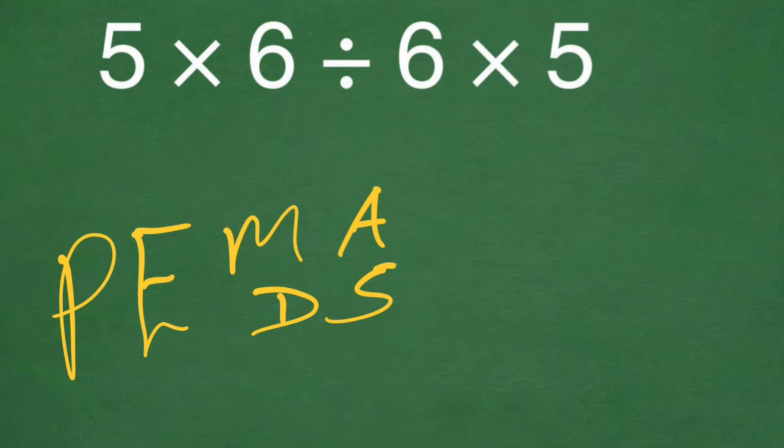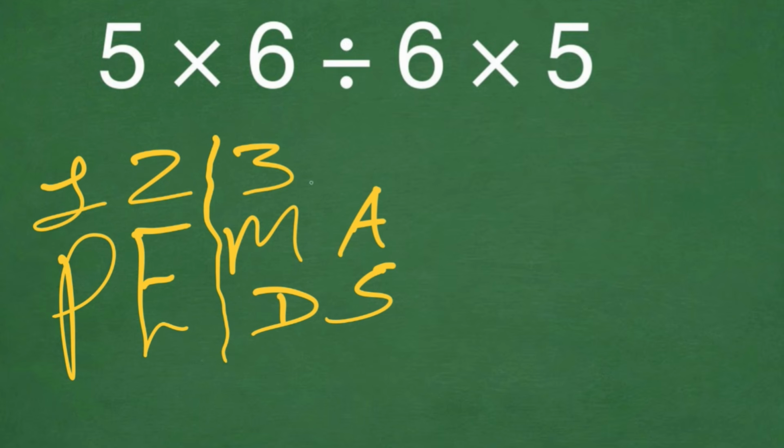according to the rule PEMDAS, P stands for parentheses, E stands for exponent, M and D stand for multiplication or division, A and S stand for addition or subtraction. So parentheses is the first thing to solve, then the second is the exponent, the third is multiplication or division, and the last thing to solve is addition or subtraction, right? This is the right order to solve mathematical expressions or arithmetic like this.